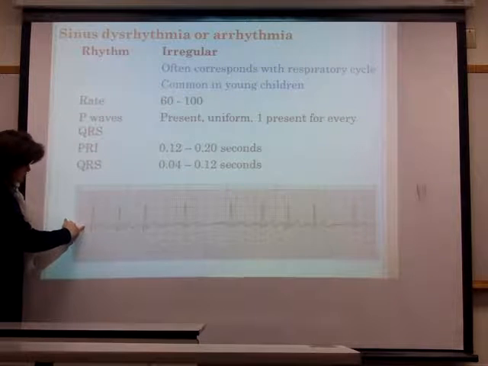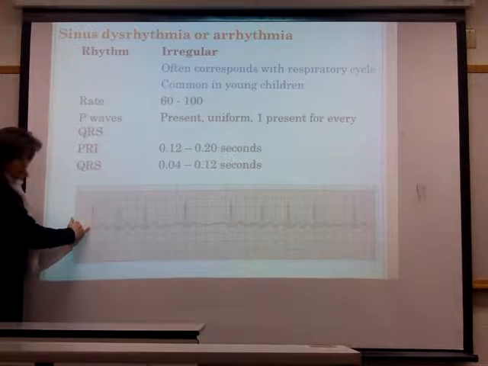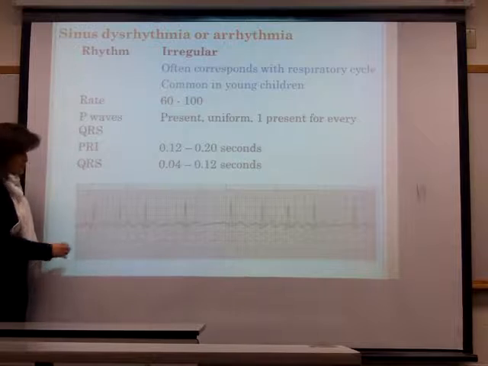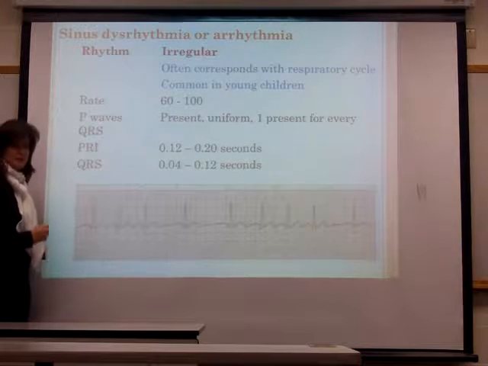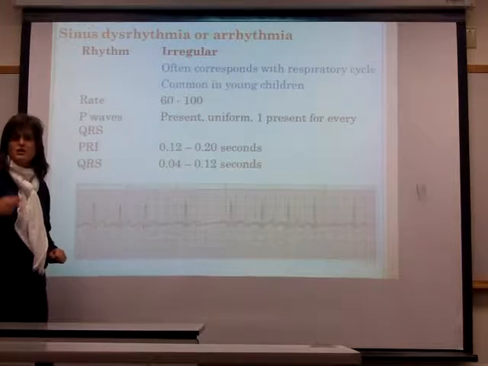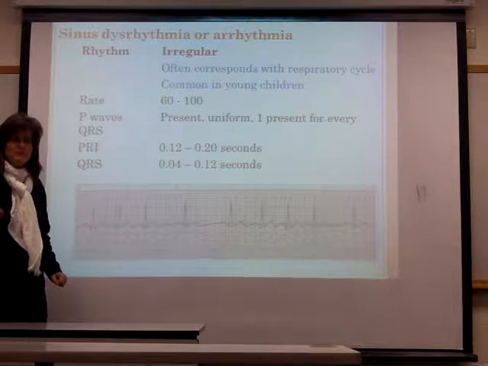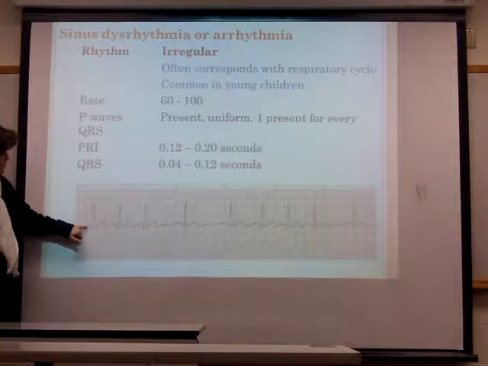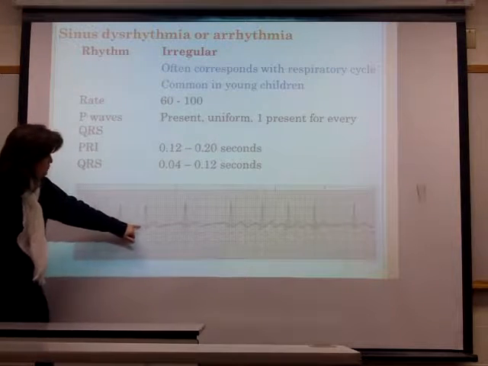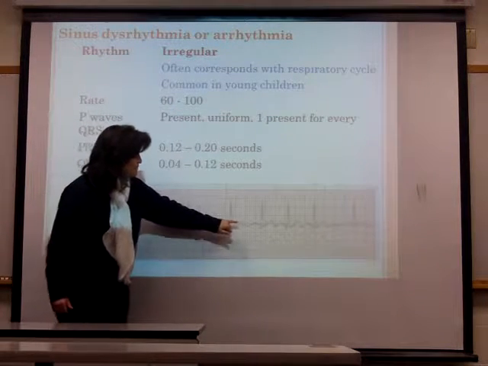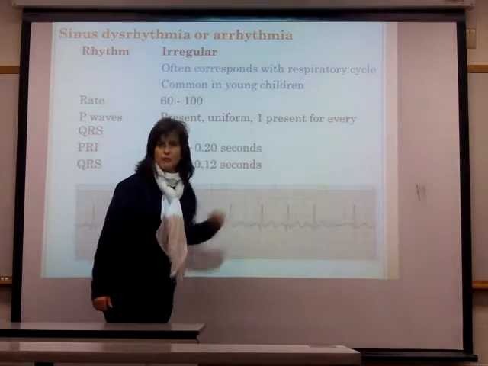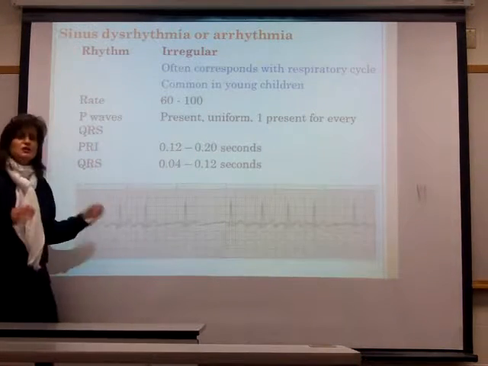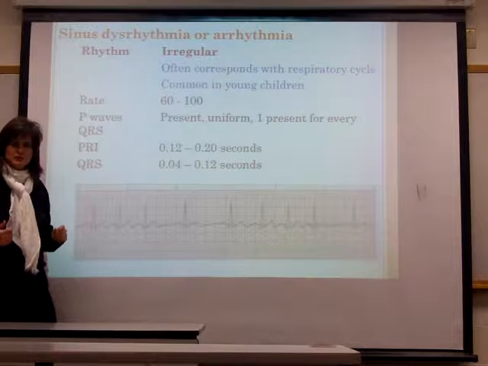I can measure my PR interval. I measure from here where it comes off the isoelectric line to here where the QRS goes off the isoelectric line, and that's about 3 millimeters, or 3 small boxes, so about 0.12 seconds. I measure that all the way across, and I notice that my PR interval is the same all the way across. Again, 3, you might see 3.5 small boxes.